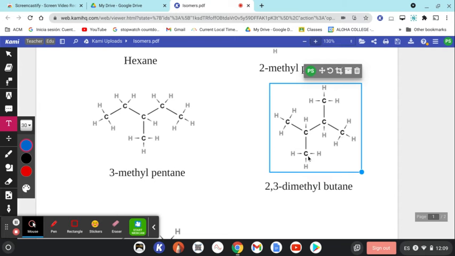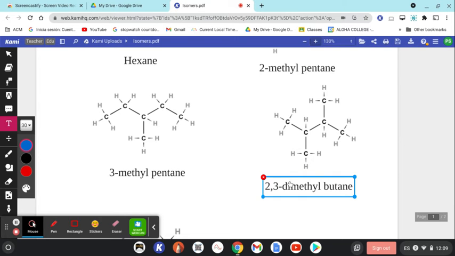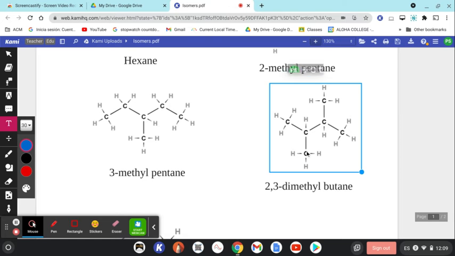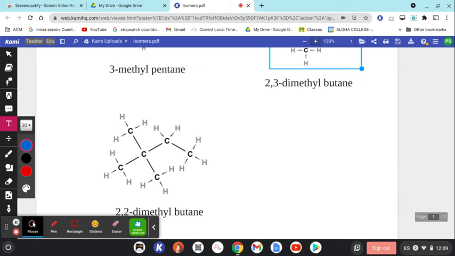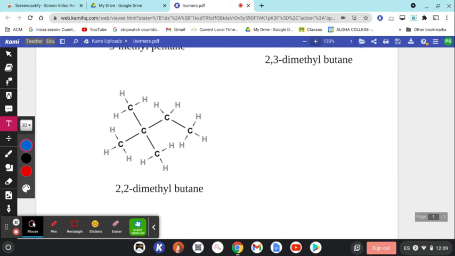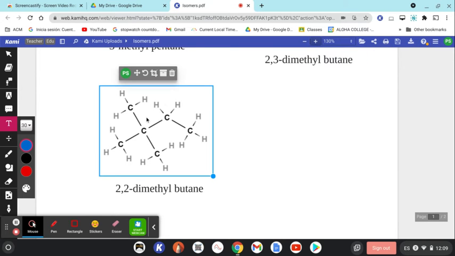And there are 2 branches this time. That's why we say dimethyl. 2 branches, each 1 carbon long. So 2,3-dimethylbutane. Now, the last one, the fifth one, is called 2,2-dimethylbutane, where both branches are on the same carbon, carbon 2.